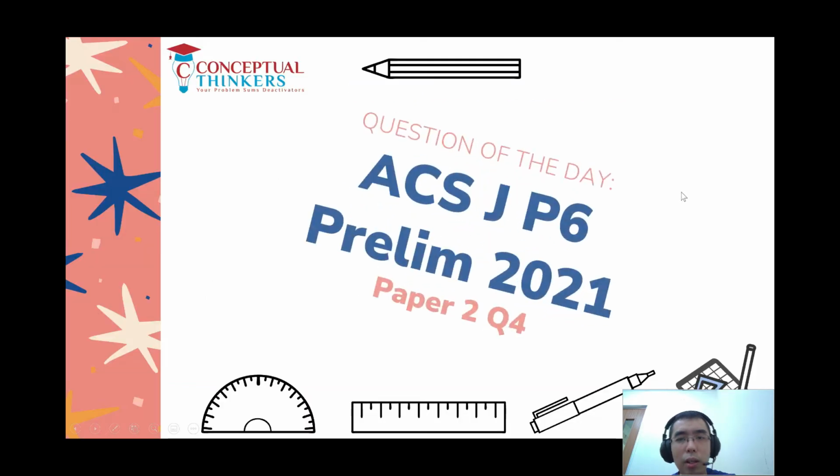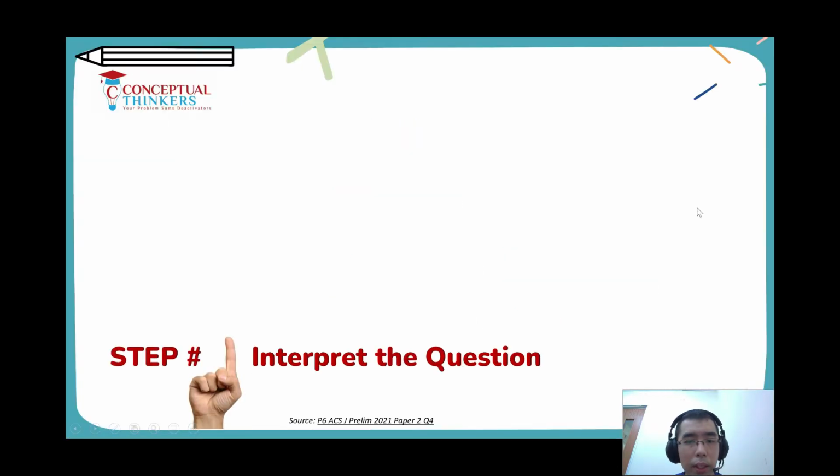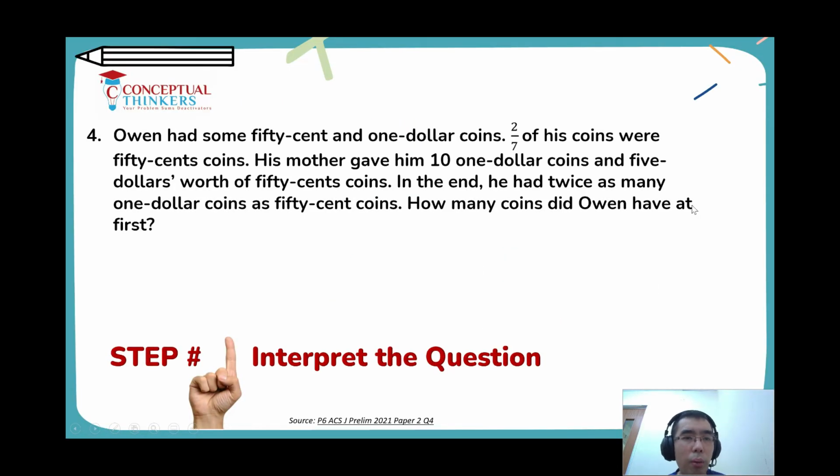So today we will be talking about ACS Junior P6 Prelim 2021 Paper 2 Question 4. So let's interpret the question. Owen had some 50-cent and $1 coins. 2/7 of his coins were 50-cent coins. His mother gave him 10 $1 coins and $5 worth of 50-cent coins. In the end, he had twice as many $1 coins as 50-cent coins. How many coins did Owen have at first?